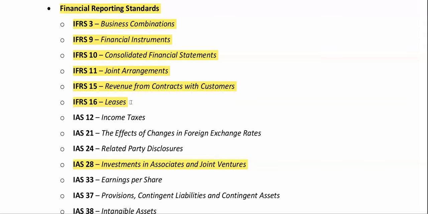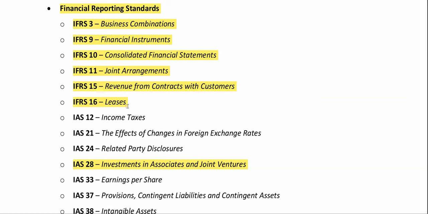So it is assumed knowledge that you have progressed, or within your exemptions, you were able to study this topic. So please make sure that you are thorough with both aspects of accounting for leases.